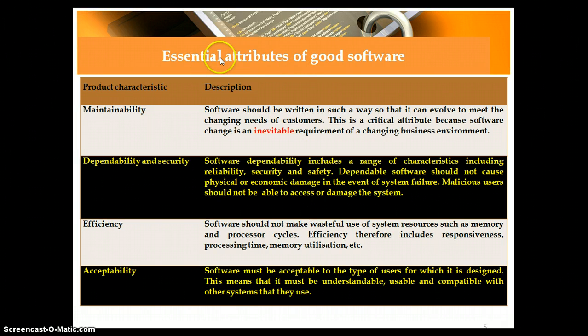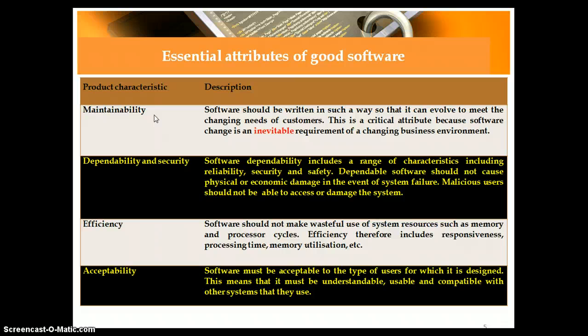Essential attributes of good software. The first attribute is maintainability. Software should be written in such a way so that it can evolve to meet the changing needs of customer. This is a critical attribute because software change is an inevitable requirement of changing business environment. So your software must be flexible enough to cope with the changes of your customer requirement. It should not be static and very complex that we can't change it, but you must develop a software in such a way that you can change it later on.